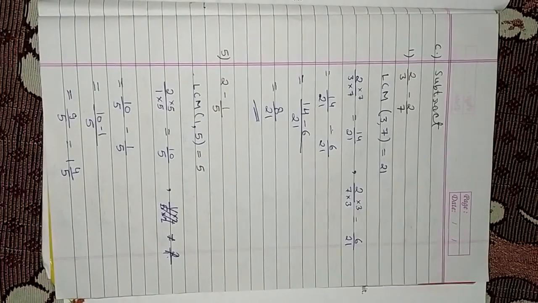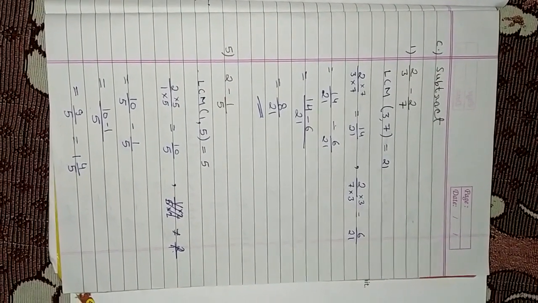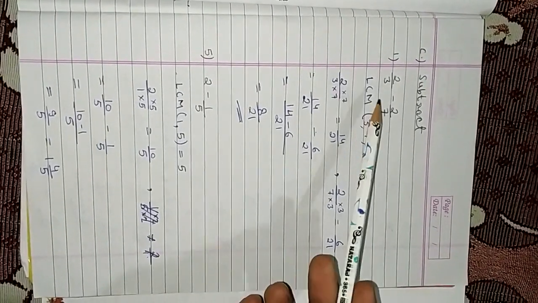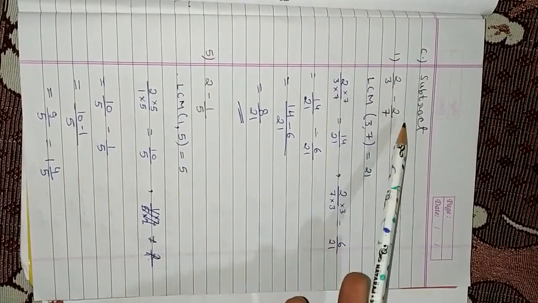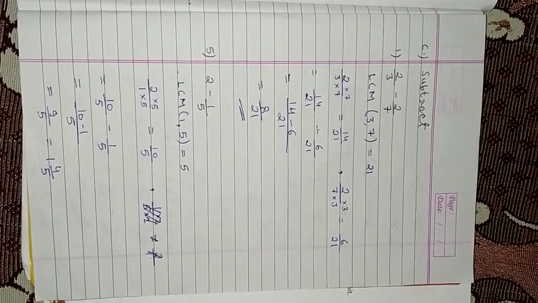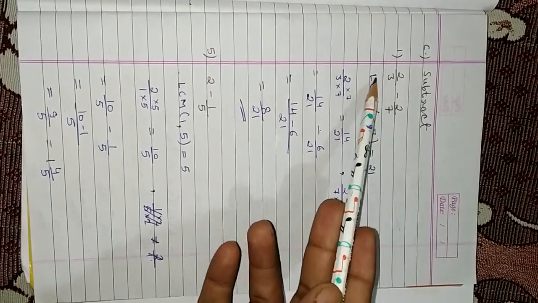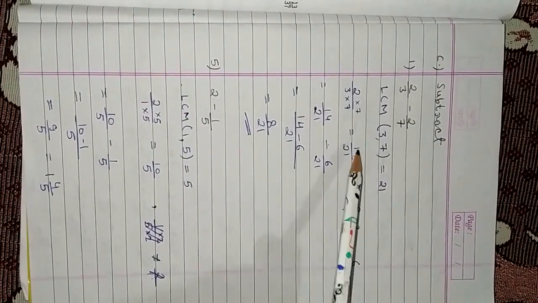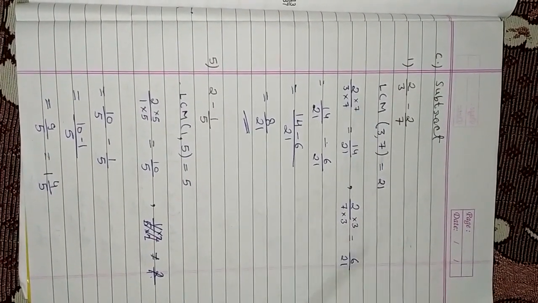Part C, subtract. 2 by 3 minus 3 by 7. To subtract, first we have to make these fractions like fractions. So taking the LCM of the denominators 3 and 7, we get 21. LCM of 3 and 7 is 21.